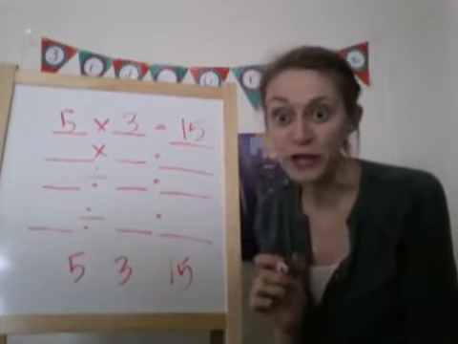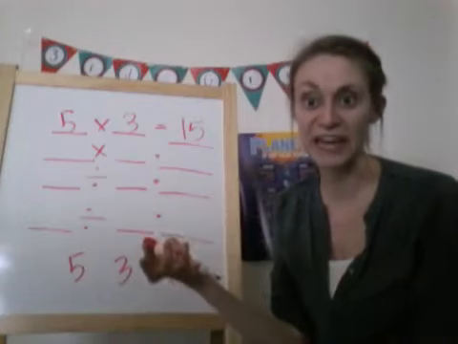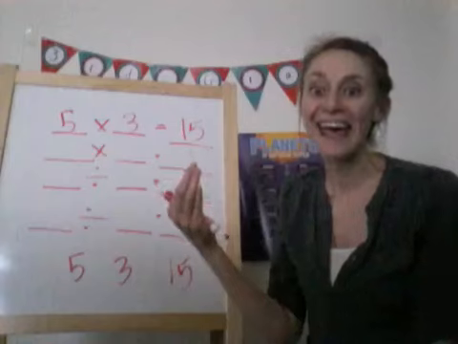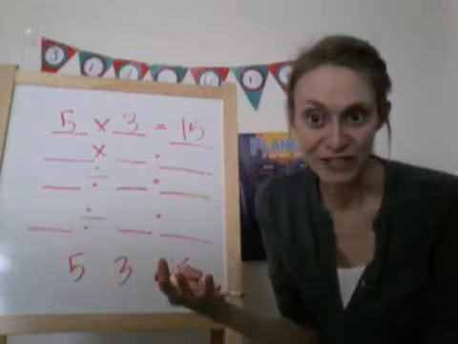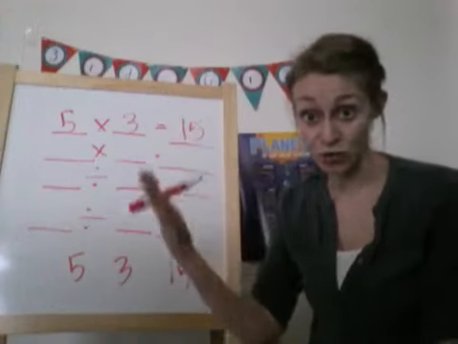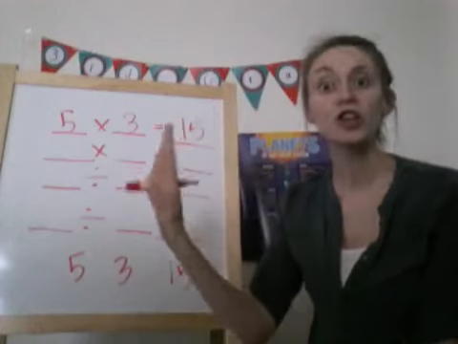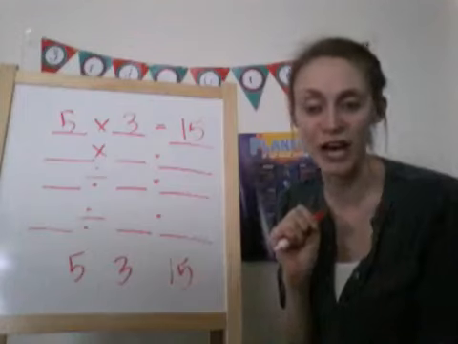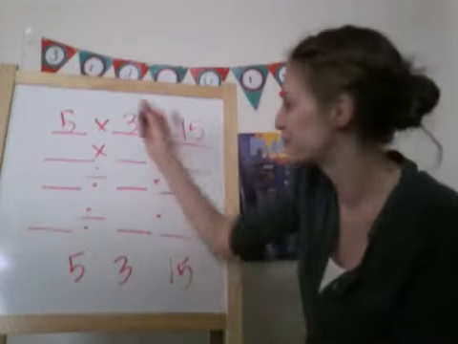Now, if you remember, we learned about our different properties of multiplication. If you just switch those two numbers, then it still is the same equation. So just like 5 times 3 is 15, 3 times 5 is also 15. And you can double check with your 3's song.